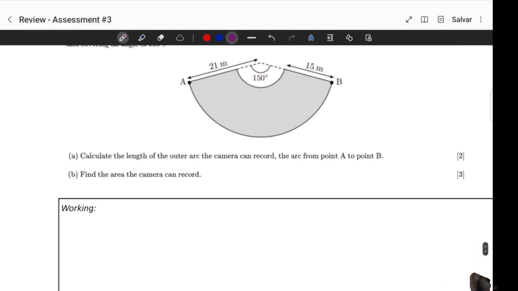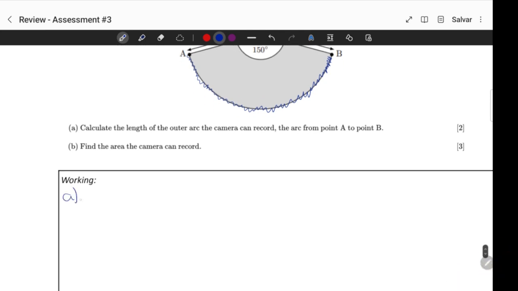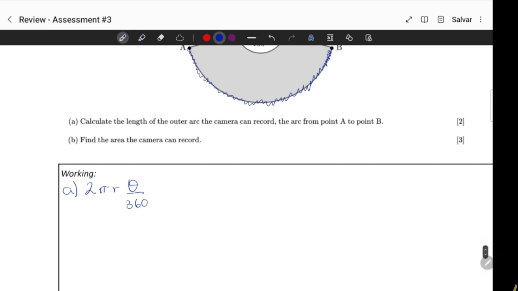Guys, what is the outer arc? The outer arc is this thing here, the distance from A to B. And as you remember, this is the arc length, part of the circumference. The formula is 2 times pi times radius times theta divided by 360, where theta is the angle. Let's substitute the information we have.